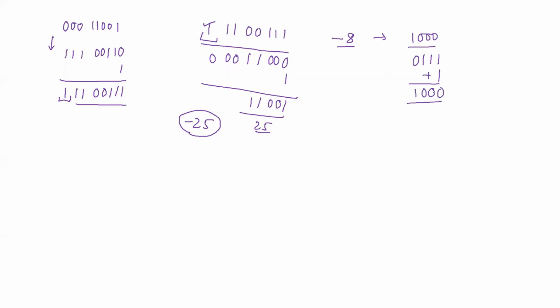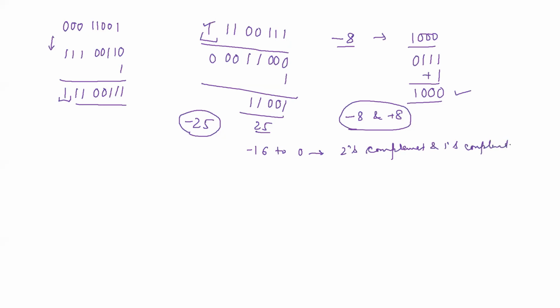This is a unique thing: the 2's complement of minus 8 and 8 is the same. So that's a good thing about it. The 2's complement is the same as the number. This is left for you as an exercise: from minus 16 to 0, find out the 2's complement and 1's complements of all the numbers.